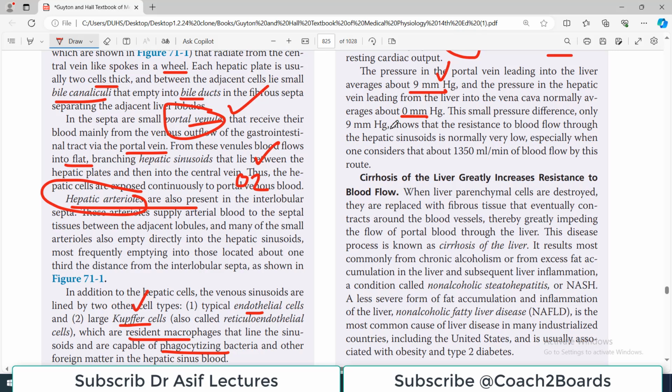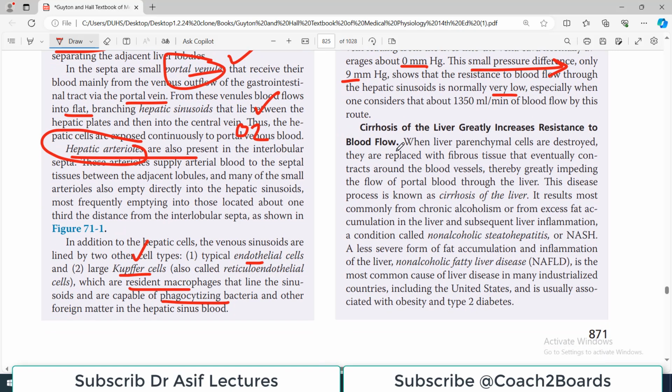This small pressure difference of about 9 millimeters shows the resistance to the blood flow through the hepatic sinusoid is very, very low. So almost no resistance. Therefore, blood goes very, very rapidly through the sinusoids. Okay. Now, cirrhosis of the liver greatly increases the resistance.